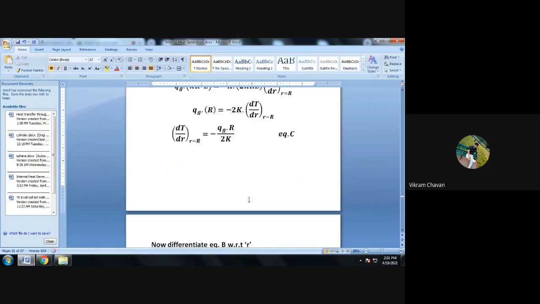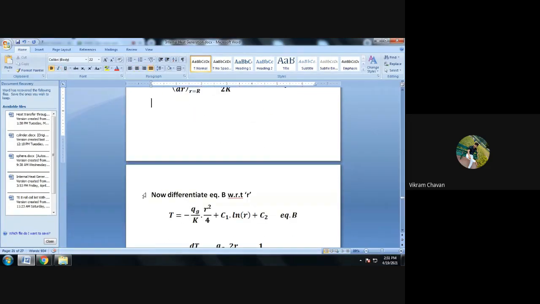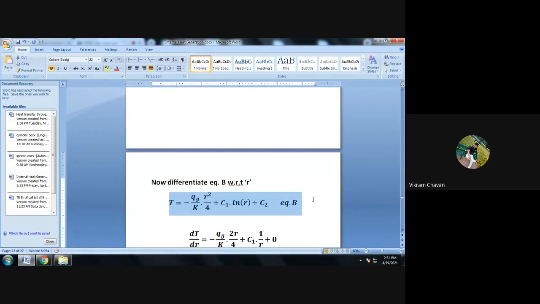Now differentiate equation b with respect to r. What is our equation b? Equation b is t is equal to minus q suffix g divided by k multiplied by r square divided by 4 plus c1 multiplied by ln of r plus c2. This is our equation number b, and we have to determine dt divided by dr when small r is equal to capital R.